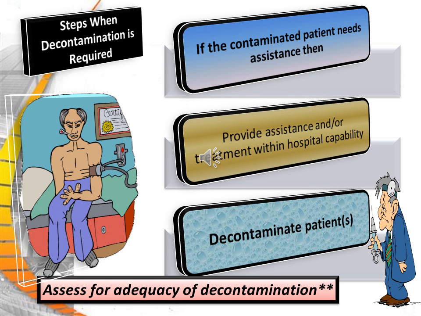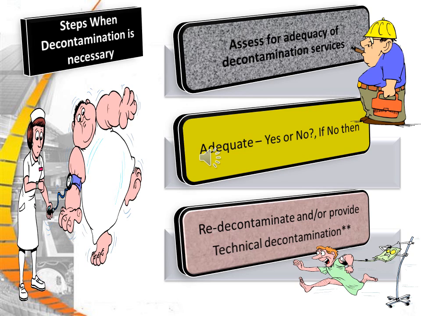If a contaminated patient needs assistance, then provide assistance and/or treatment within hospital capability. Decontaminate the patients. Assess the adequacy of the decontamination. Assessing the adequacy of the decontamination means the administrator has a comprehensive list of what to look for, and then decides if it has been adequately met or not.